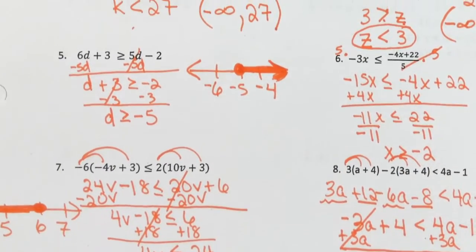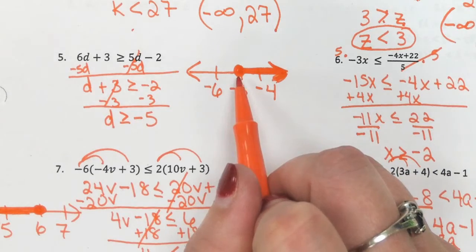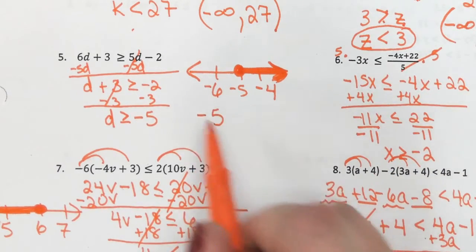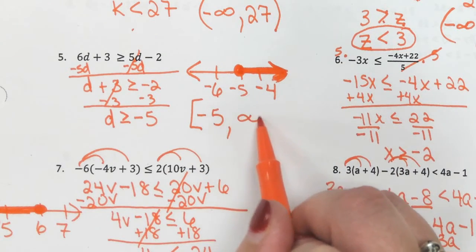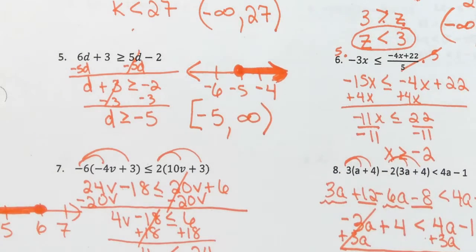Number 5. Stop at negative 5. Left is negative 5. Open or closed? Closed. Where's it going to? There you go. And infinities always get a parentheses.